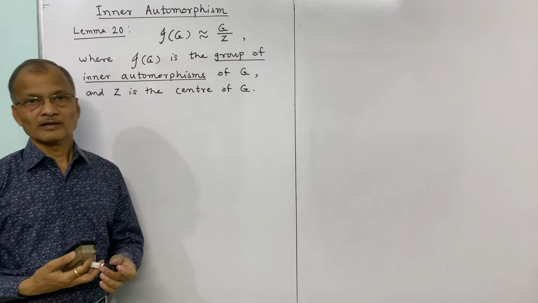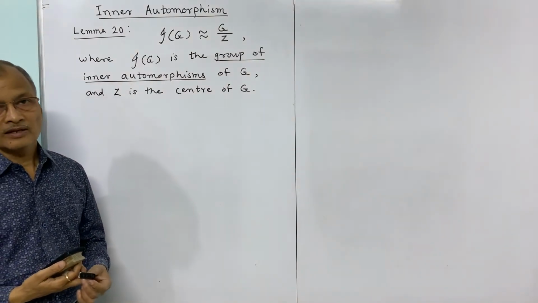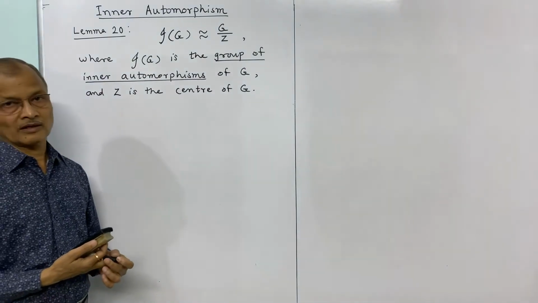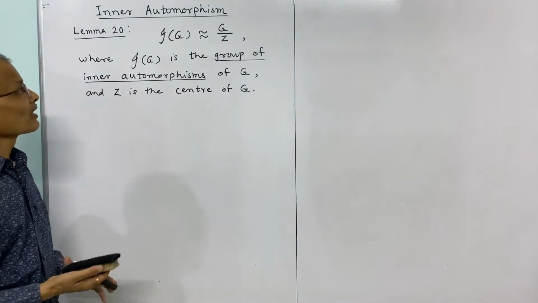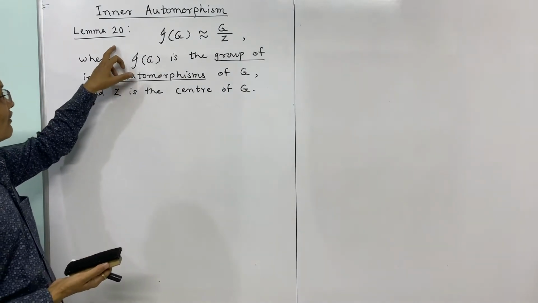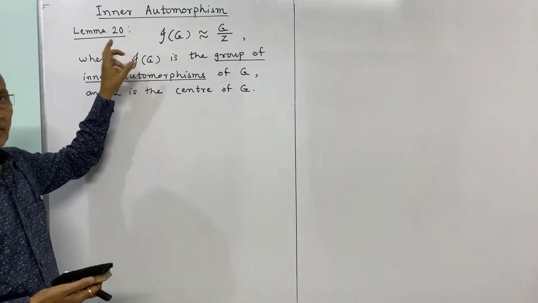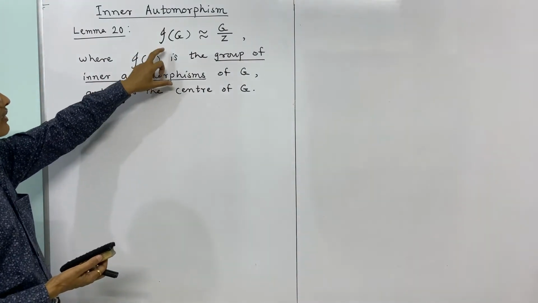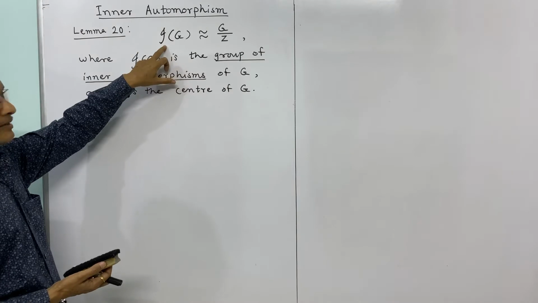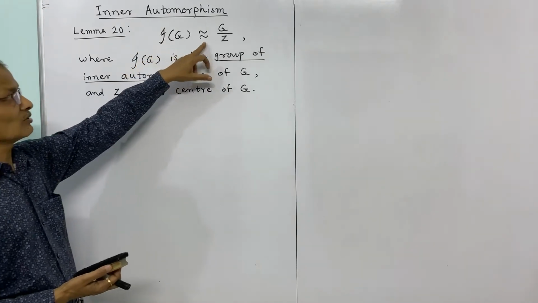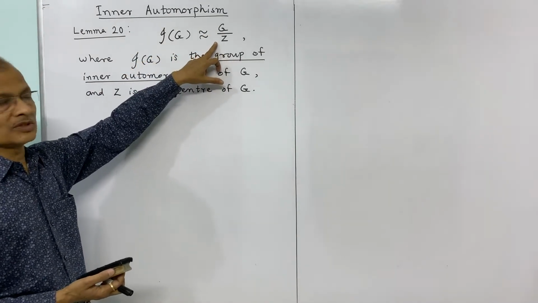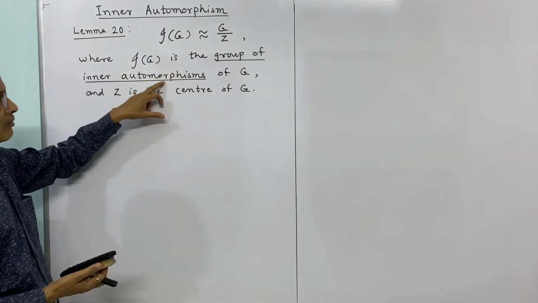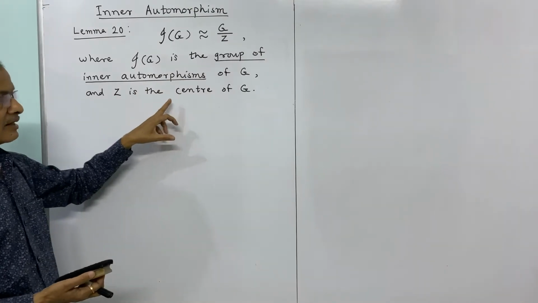Hello friends, in this lecture we shall study inner automorphism of a group and a result related to this inner automorphism. So I have written it as a lemma. This is our lemma number 20, and the lemma states that script I of G is isomorphic to G by Z, where script I of G is the group of inner automorphisms of G and Z is the center of G.